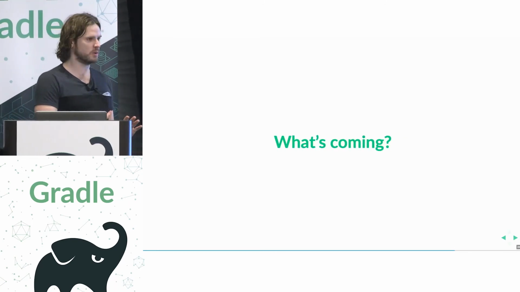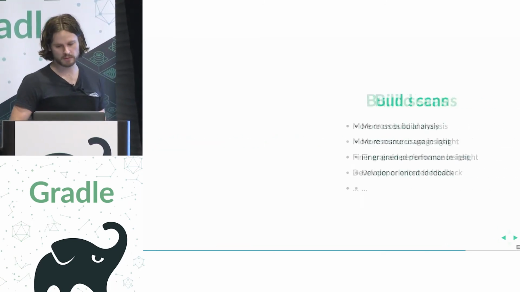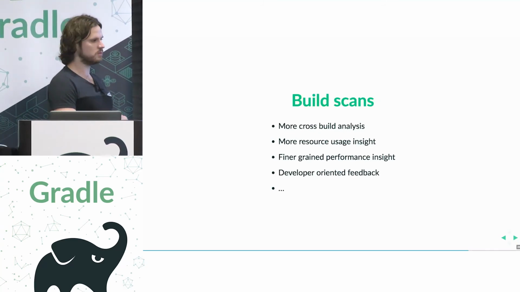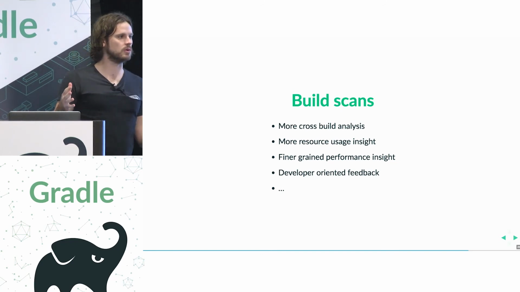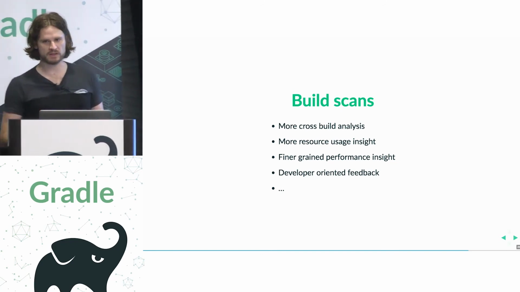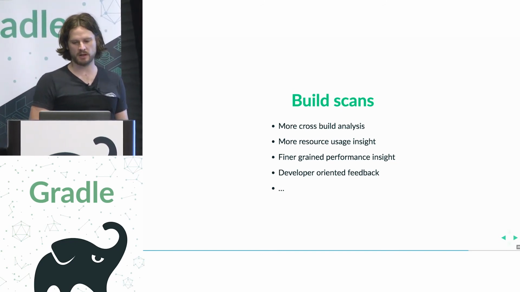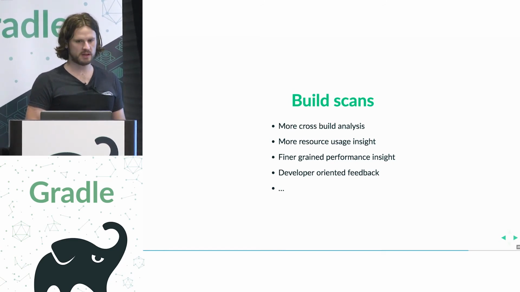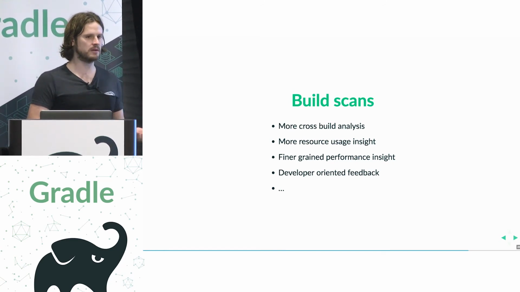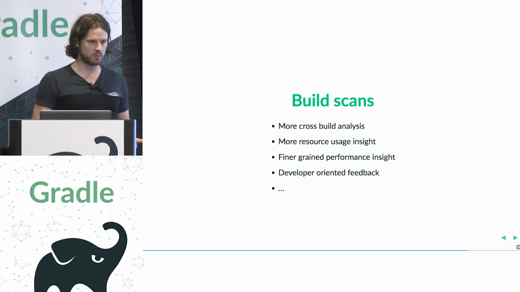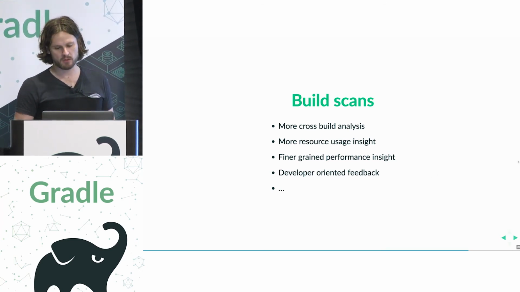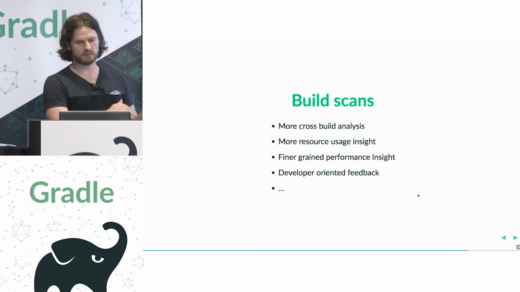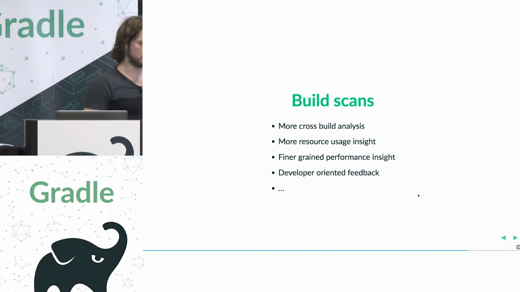So what's next? Where are we going over the next year and more? So we're going build scans, doing more cross-build analysis. There's just a treasure trove of information in that historical store of build data, so adding more and more features that leverage that information that we have over time. More resource usage insights, more insight into how the machine's performing under the workload, with all the parallelization work we're doing, with all the processes that are forked, how are they performing, how's memory going there, how's CPU doing, etc. More and more fine-grained performance insights with configuration time and task execution time.